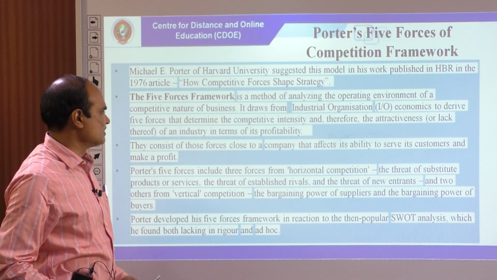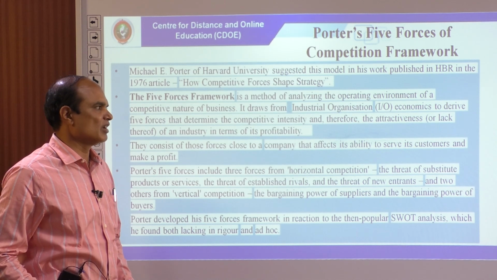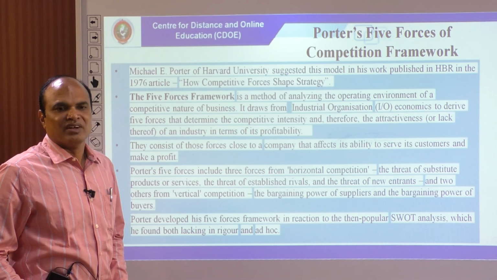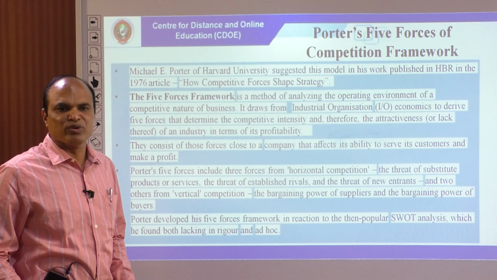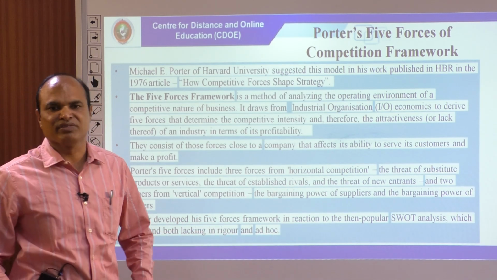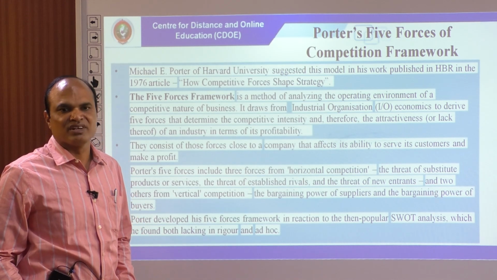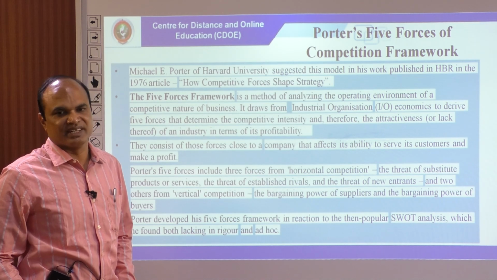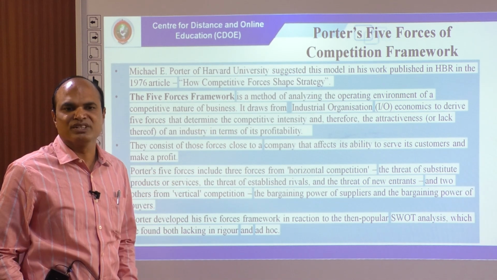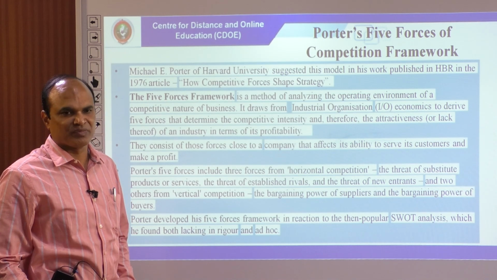This model consists of those forces close to a company that affect its ability to serve its customers and make a profit. Porter's five forces include three forces of horizontal competition: the threat of substitute products or services, the threat of established rivals and the threat of new entrants, and two others, the vertical competition: the bargaining power of suppliers and the bargaining power of buyers.